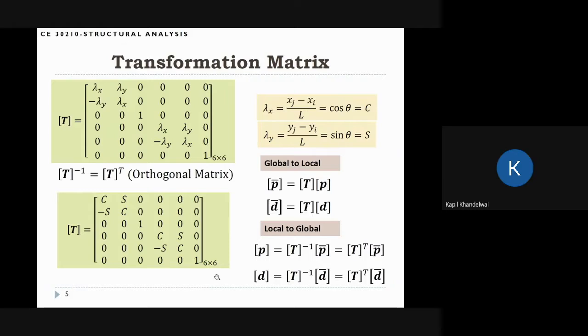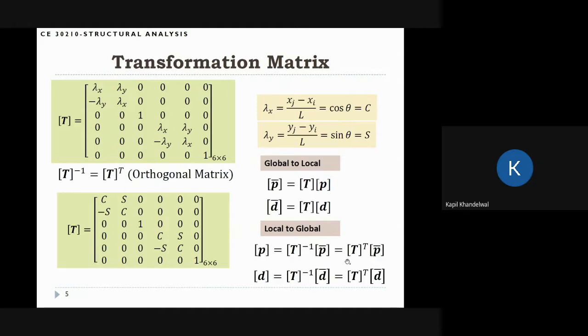And using a transformation matrix, we saw that we can relate the quantities in the global and local coordinate systems. So P bar is, for example, T times P, and D bar is T times D. And similarly, we can do the inverse transformation of these relationships, and then we can write P is equal to T transpose P bar and D is equal to T transpose D bar. So these are important relationships that you would like to remember.